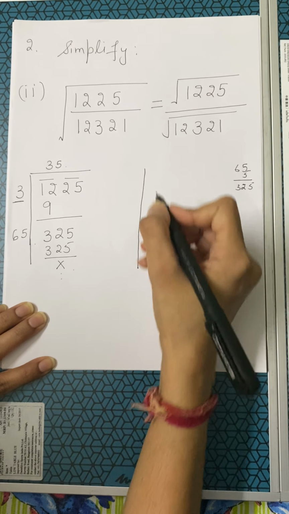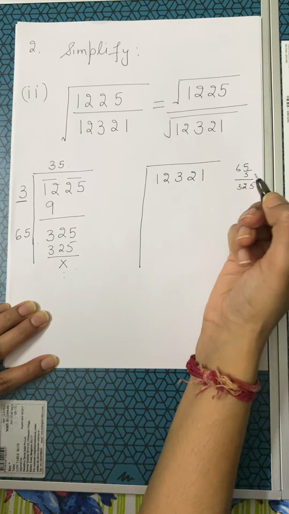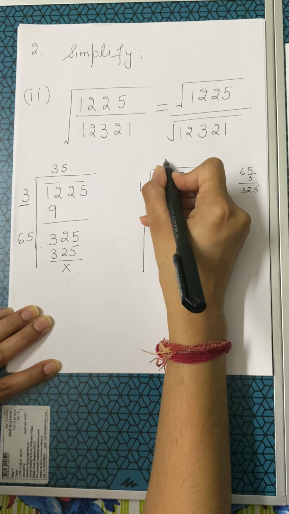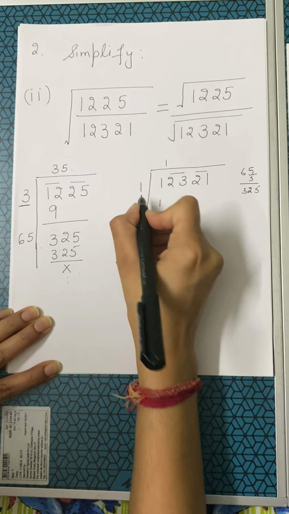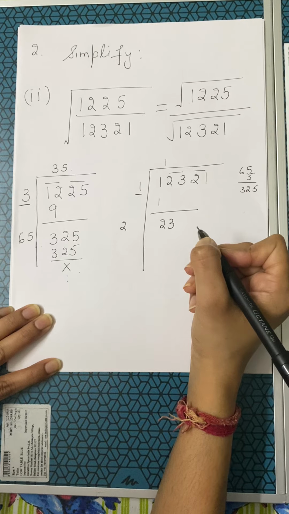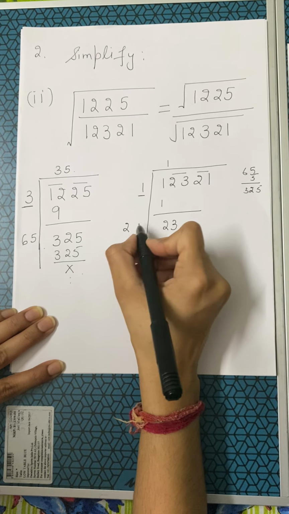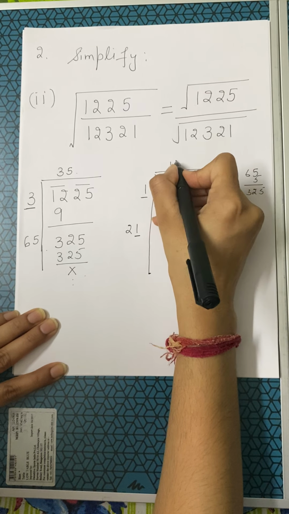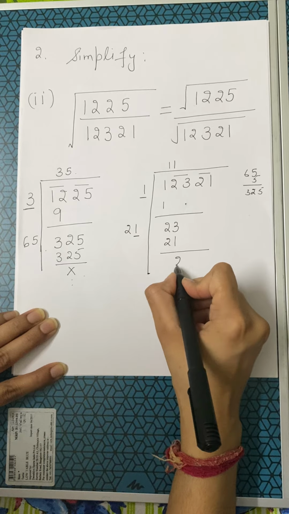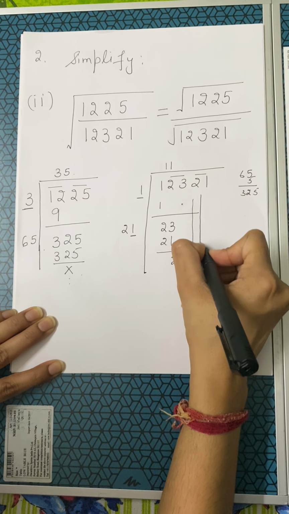Let us find the square root of 12,321. I'll start pairing digits from the right hand side. It will be 1 here. The number will be multiplied by 2. 23 will be taken. So obviously if I write 2, it will be 44, that is greater than 23. I'll write 1 here. 1 will come here. So this will be 2 and 21 will be taken together.